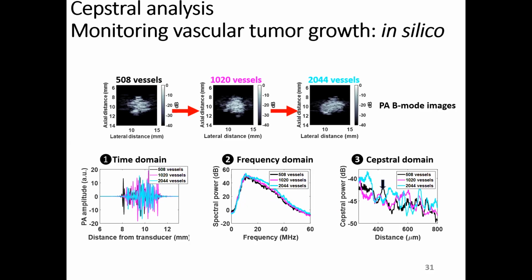And those differences arise in the location of this most significant Cepstral peak, which allows us to now identify whether or not there are periodicities in the structural organization of these seemingly random vascular trees within tumors.